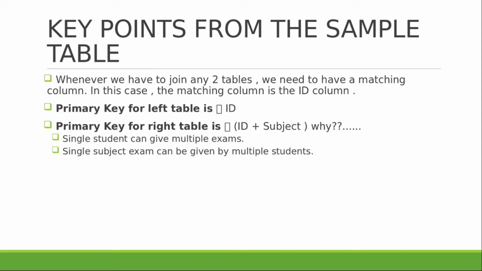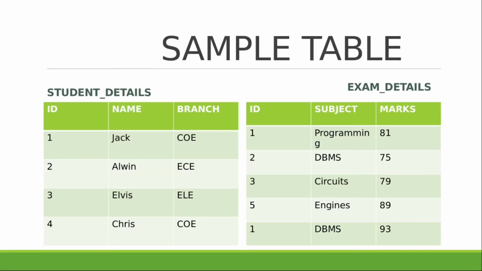First is that whenever we have to join any two tables, we need to have a matching column, and in this case the matching column is ID column. So this is what I just mentioned, that we need to have a matching column, that is ID here, right? Now primary key, yeah, so we need to check on what is the primary key in both the tables. So in the left table the primary key is ID, because you can see that there is unique value for all the students.